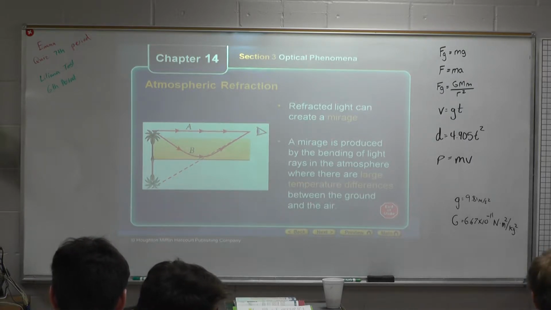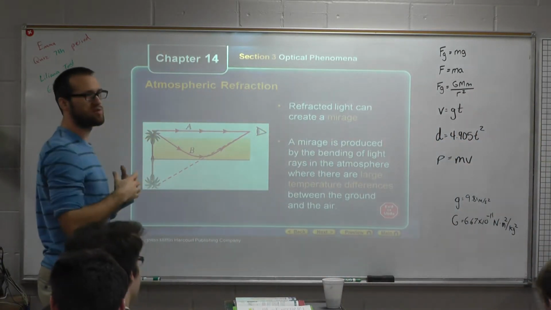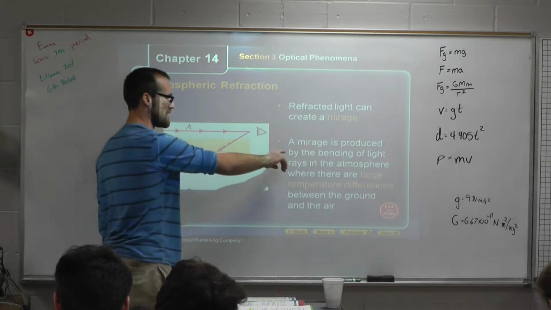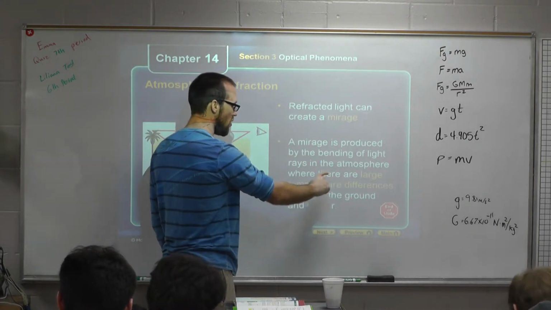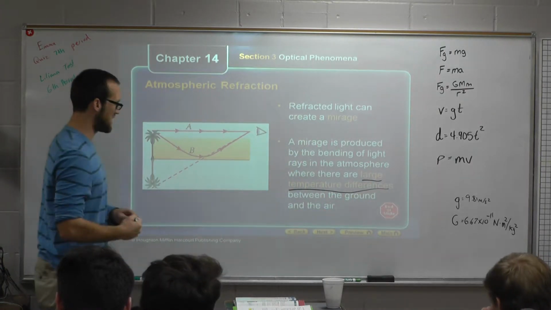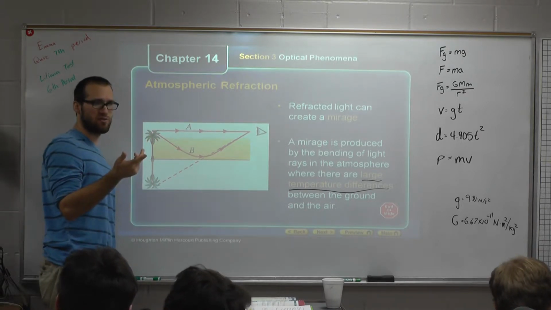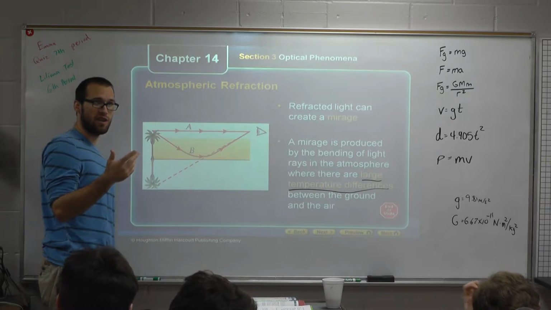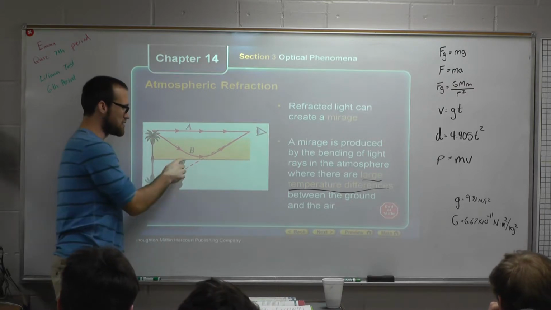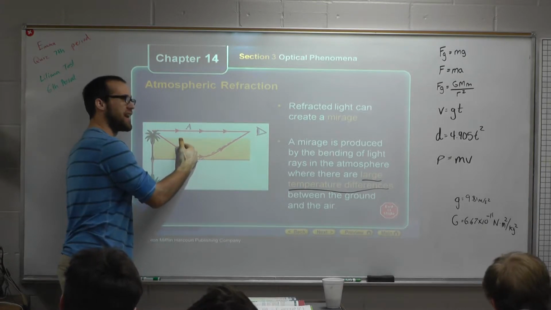Let me explain it. A mirage is when you see an image and an object. This is important. A mirage is produced by the bending of light. Typically in deserts, the sun will beat down on the sand, the sand will get warm, and that heats up the air molecules right above the sand. As you get higher, it cools off.